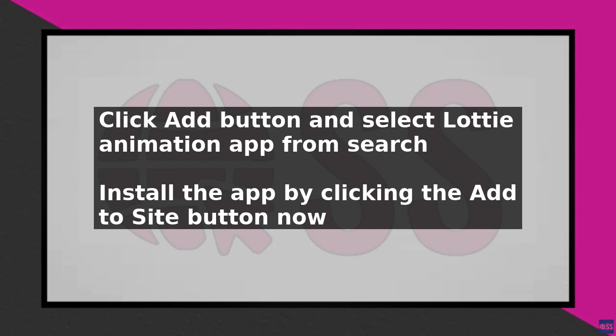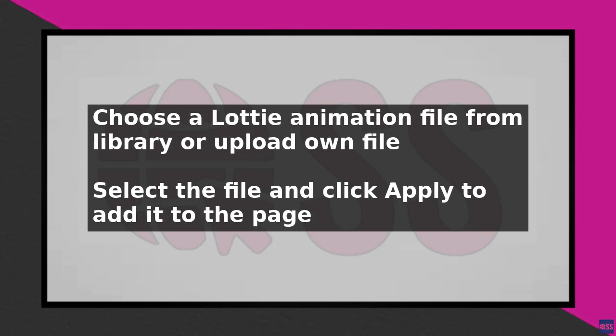You will then be prompted to choose a Lottie animation file. You can either upload your own file or choose from the available templates in the Wix library. If you don't have a Lottie animation file, you can create one using the Lottie online editor or download free animations from the Lottie website. After selecting your animation file, click on the Apply button to add it to your page.